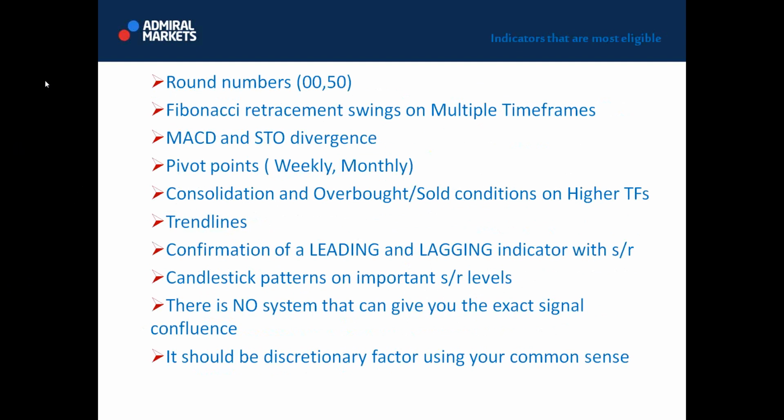And the thing is, there is no system that can give you the exact signal for a confluence. That is why trading confluence is not very suitable for beginners. First of all, you need to have some knowledge in order to use those things mixed together in one single sign for an entry. So basically, what I'm trying to say is that indicators which we use for trading confluence are discretionary, and there's always a discretionary factor, and you need to use your common sense.